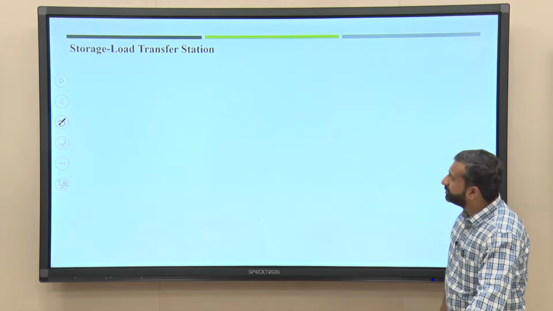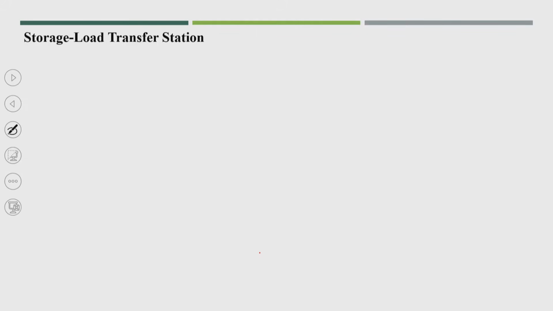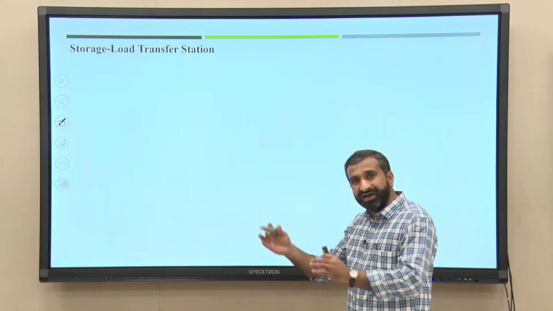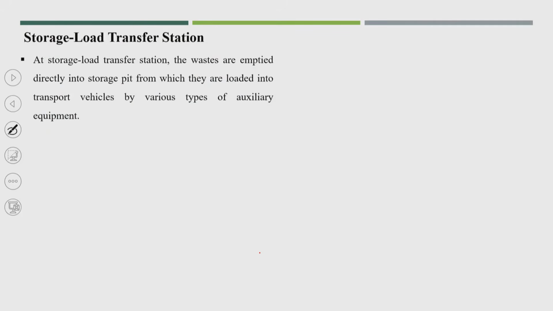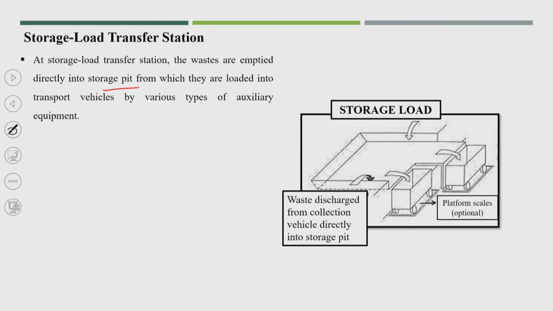Now, the next is the storage load transfer station. Here, just understand from the name, the storage facility means waste is getting stored and then it is getting loaded onto the larger vehicle. So, at a storage load transfer station, waste is emptied directly into a storage pit. It is unloaded into the storage pit, which is then loaded into the transport vehicle by different auxiliary equipment. So, this is the storage platform, and by different ways waste will get fed into the larger container.